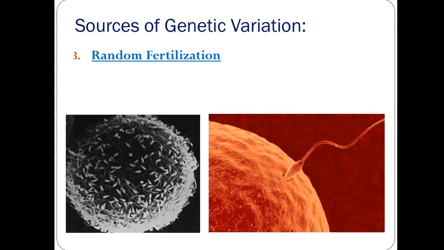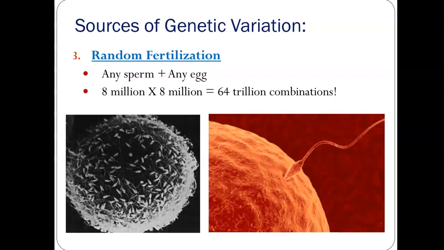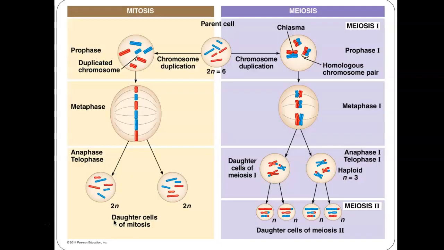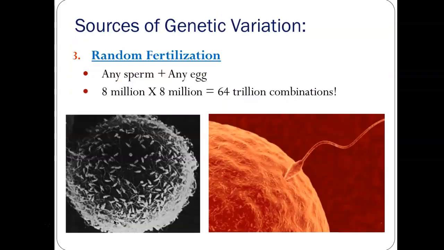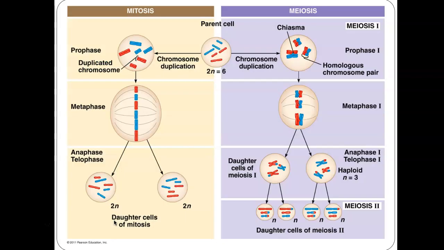Another source of genetic variation is random fertilization. Any sperm and any egg. If a man has 8 million sperm and a woman has 8 million eggs, there are 64 trillion combinations. So there's a 1 in 64 trillion chance that you came to be. You are so special. All right.